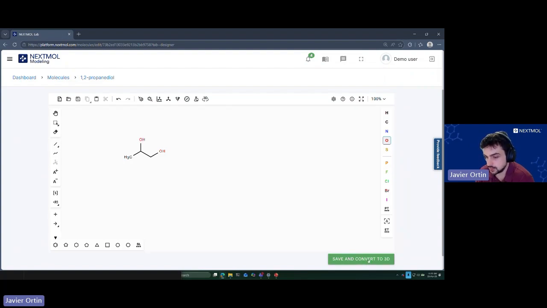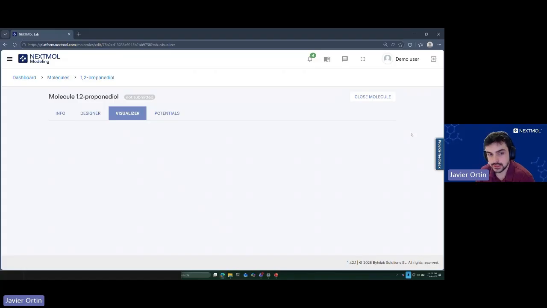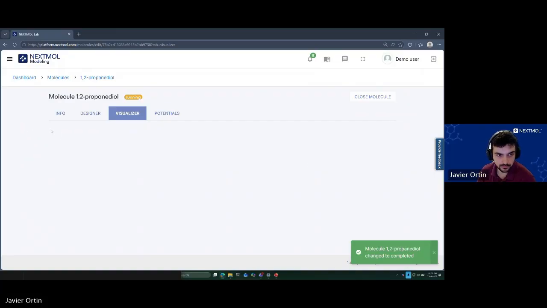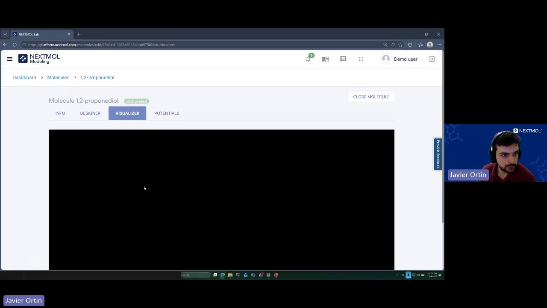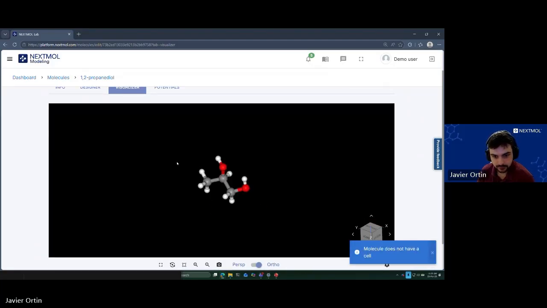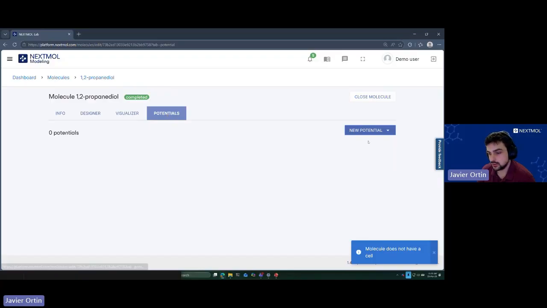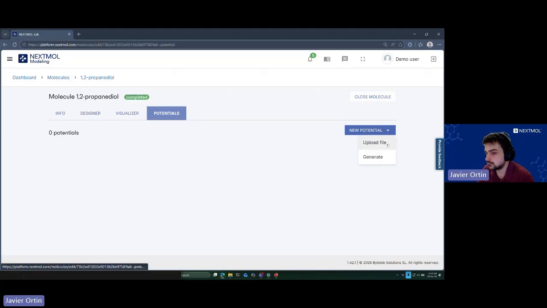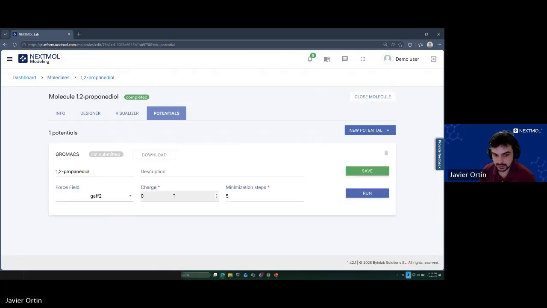We can save it and convert it to 3D. After a few seconds, we will be able to observe the model for our molecule. Let's reload. Okay, here it is. And finally, we can jump onto the potential tab, in which we will describe the physical behavior of this molecule. This is the strength of the bonds, or how flexible it is. And if the user does not have a description of their own, it can be easily generated with an AI platform, just like this.